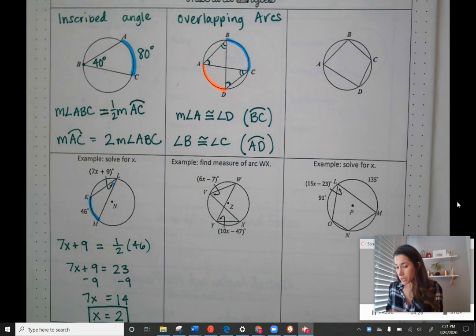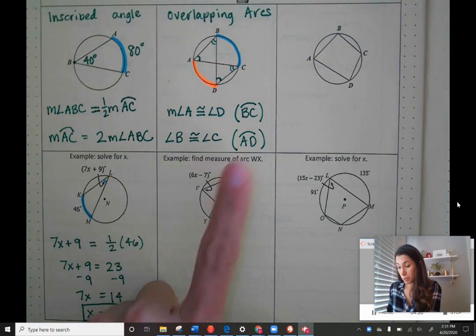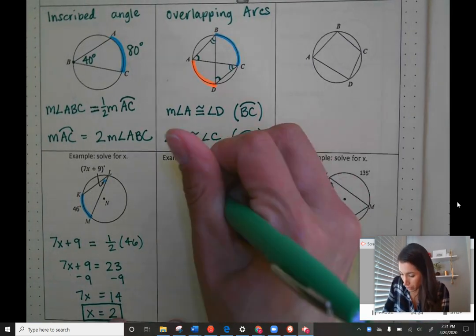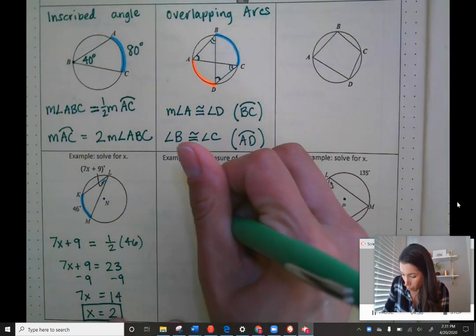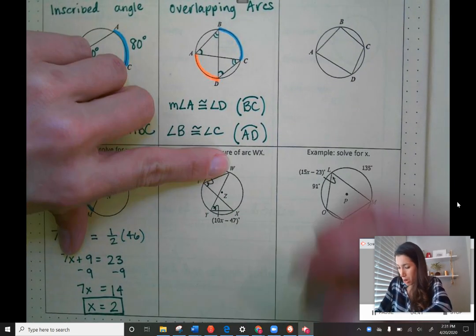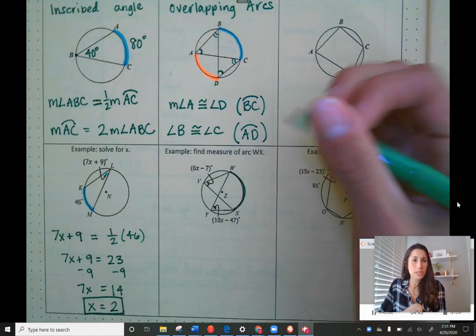So now if we look at our diagram here, we are solving for x first because we want to figure out a measure of an actual arc. So first step would be noticing, okay, these two angles, V and Y, they both land at the same spot. So they both land at this arc here. So I know that they need to be equal to each other.